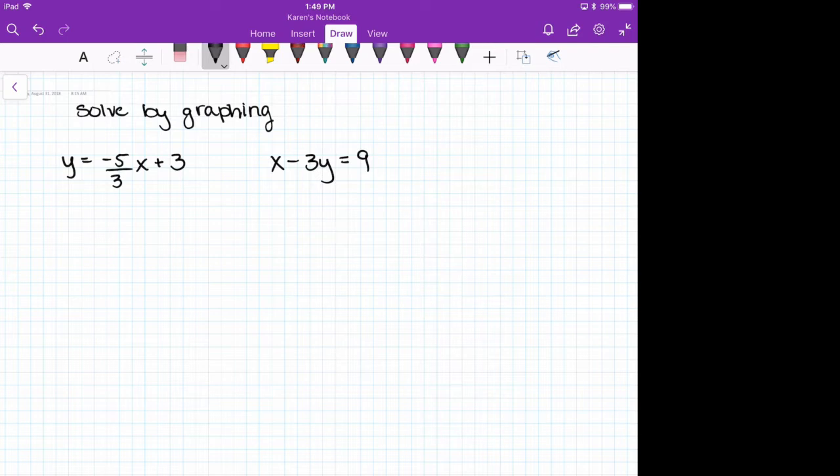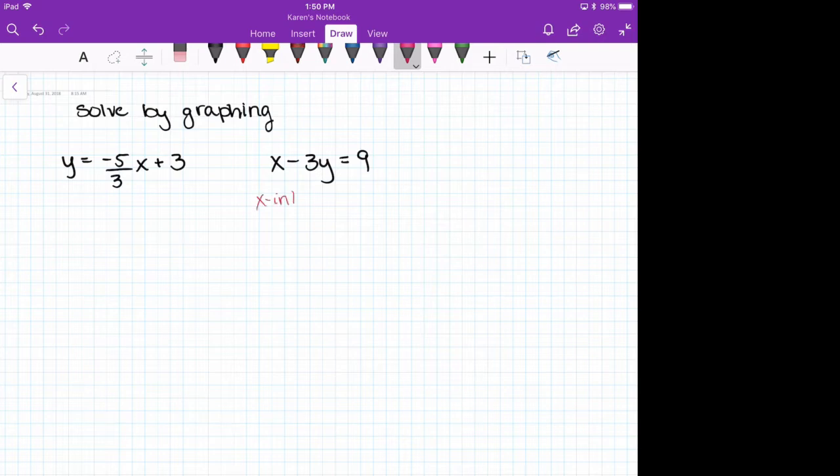The other equation has both x and y on the same side, so this one is more set up to graph by finding intercepts, letting x be 0 to find your y-intercept, and letting y be 0 to find your x-intercept. So let's go ahead and find our intercepts for that second equation, since that first one is already set up for graphing.